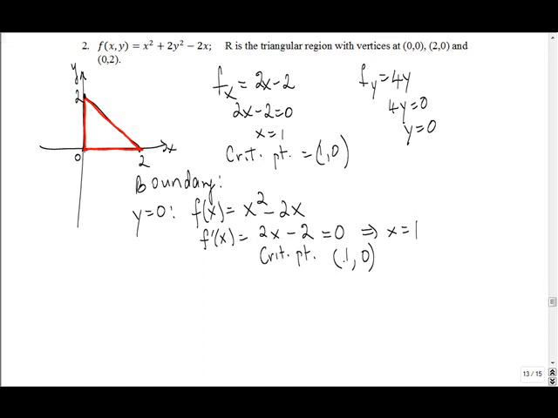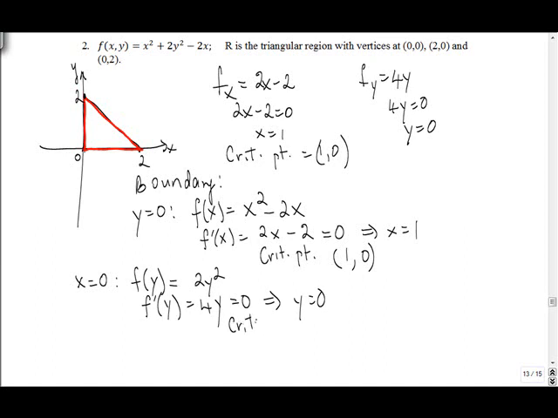Next boundary, let's take the y-axis, which has equation x is 0. Do the same thing. Put it into the function. F of y equals 2y squared. Find the derivative. F prime of y is 4y equals 0. We get y is 0. So our critical point is 0, 0. And that works. It's right on the boundary. Good.